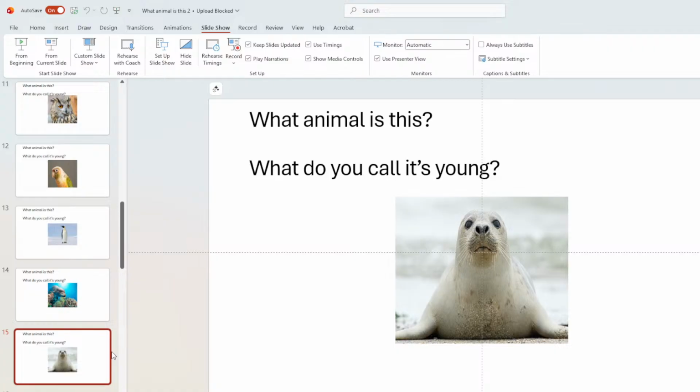All right, so the young one of a seal is a pup, P-U-P, all right? A pup, P-U-P. That's what we call the young one of a seal.